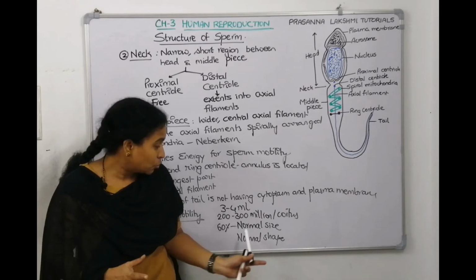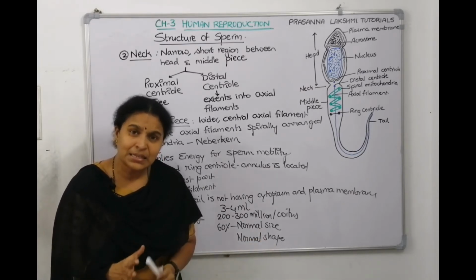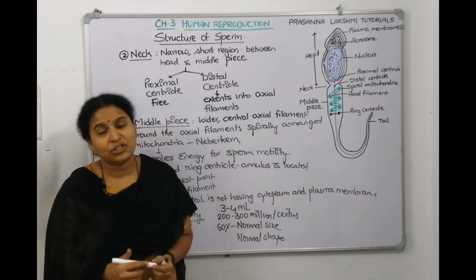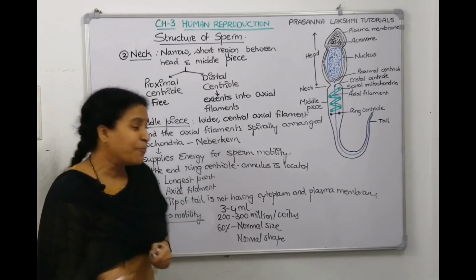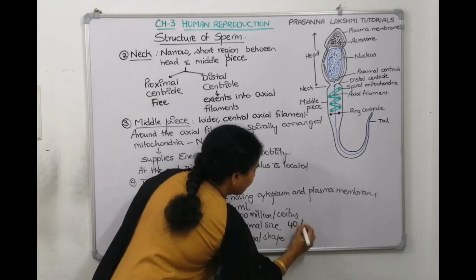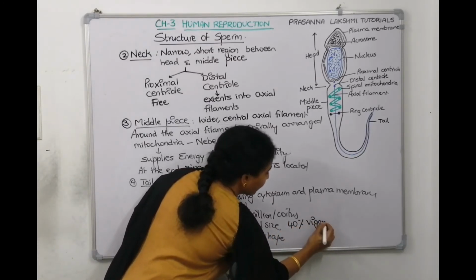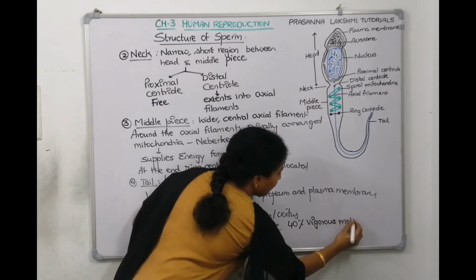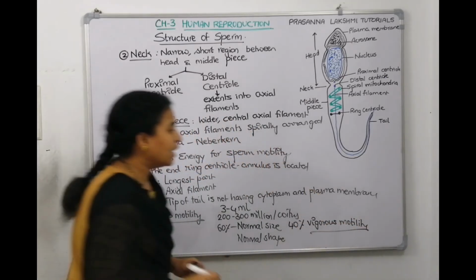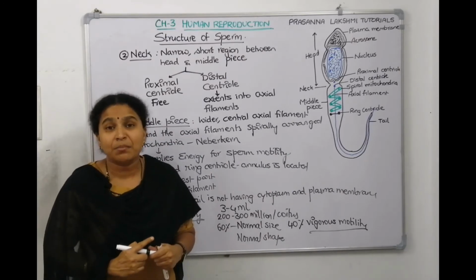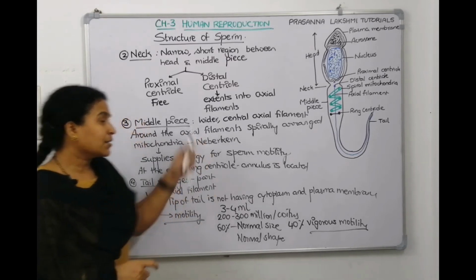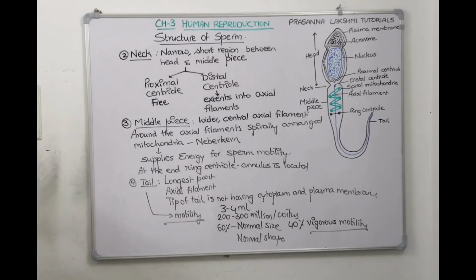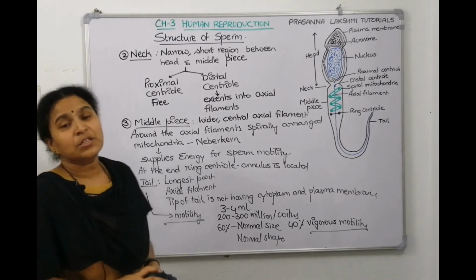So that's why they say that in these 200 to 300 million sperms, at least 60% should be of normal size and shape. Again, from this 60%, at least 40% should be vigorously motile. Then only it leads to fertilization. Then only the sperm can swim, reach the egg and aid in fertilization. So, take a screenshot. Right. So, this is about the structure of the sperm.